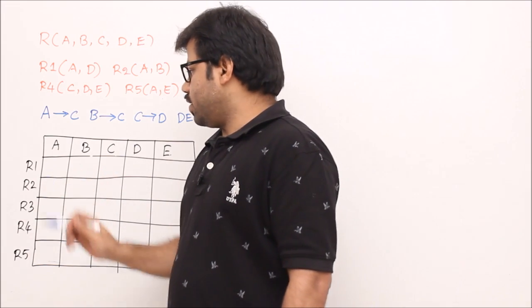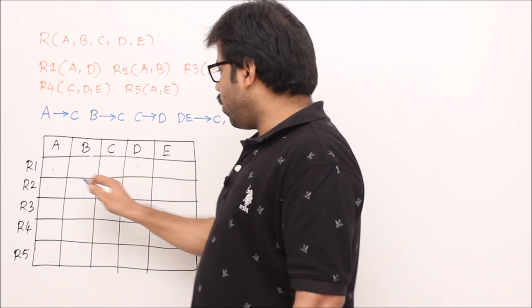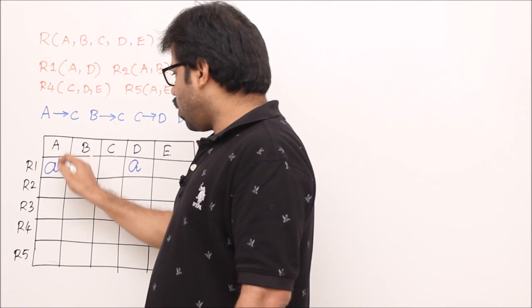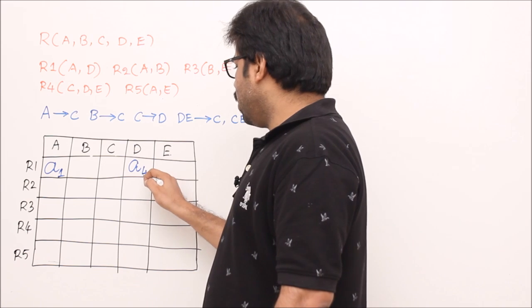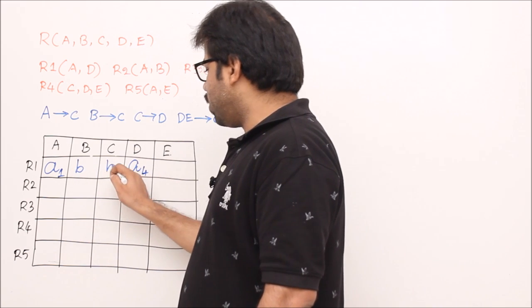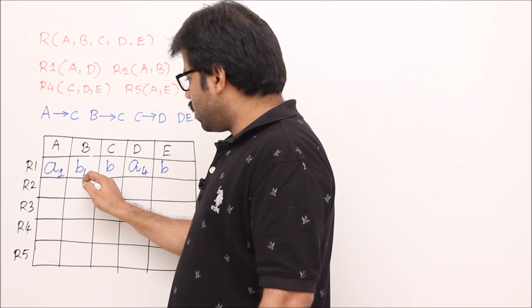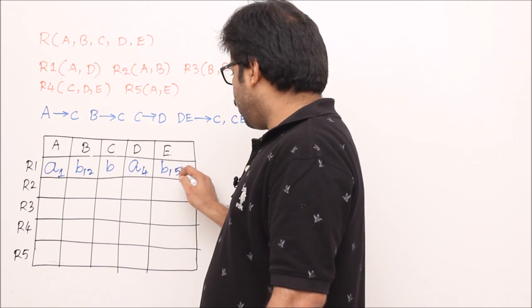Now these entries, since R1 contains A comma D, mark A and D. Here you have to write A entry, A comma A, and column number. What is the column number here? 1, right? So here column number 2, 3, 4, A4. Now other entries are simply B with 2 indices, row number, column number. For first row, second column. Here first row, fifth column, right?